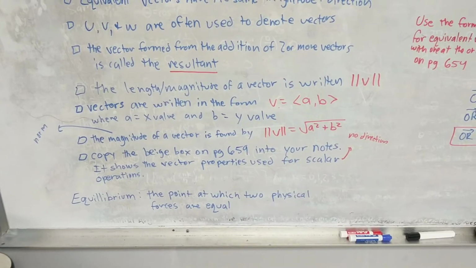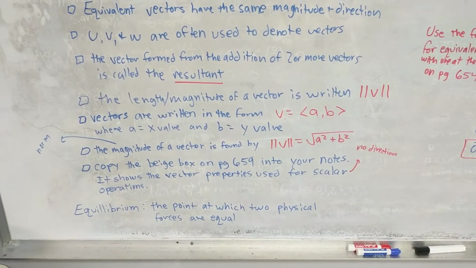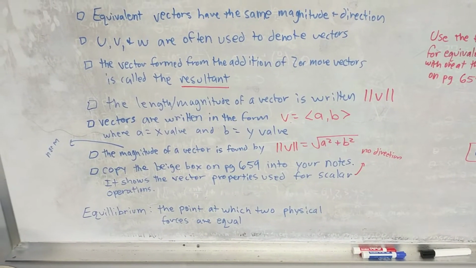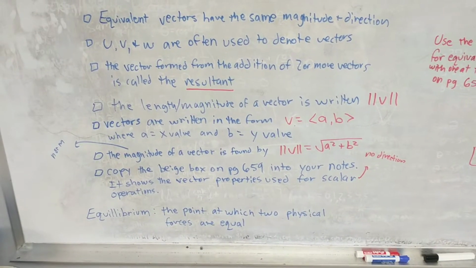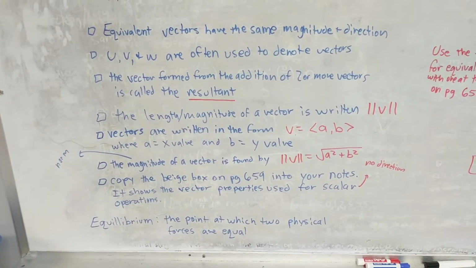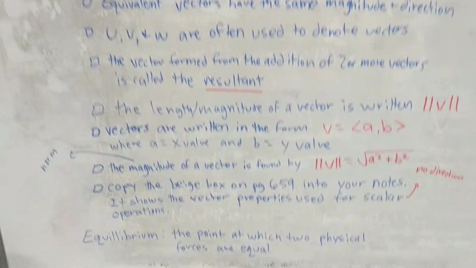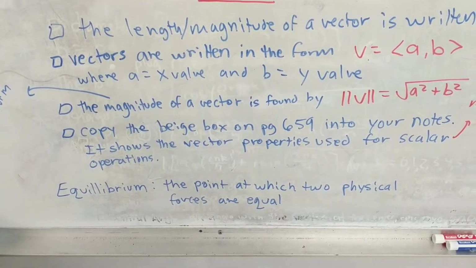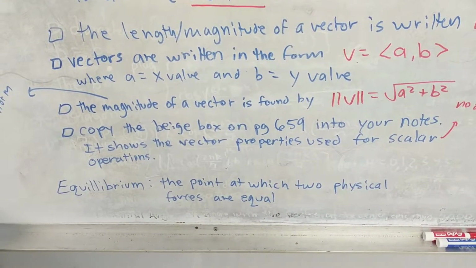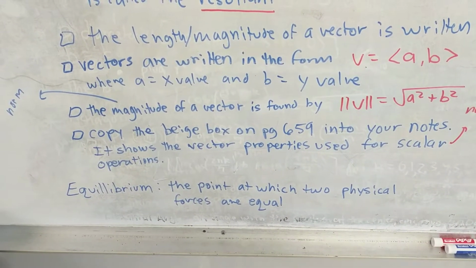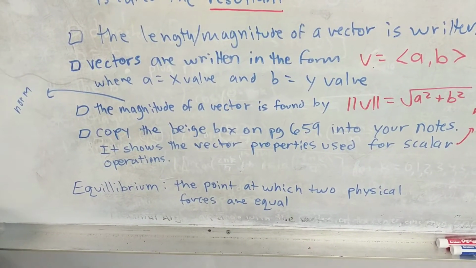Anyway, I would like you to copy the beige box on page 659 into your notes. It shows the vector properties used for scalar operations. These are things like addition, subtraction, multiplication, division. Finally, one term that you need to know is that equilibrium is the point at which two physical forces are equal. In other words, when you add two vectors, they will equal 0.